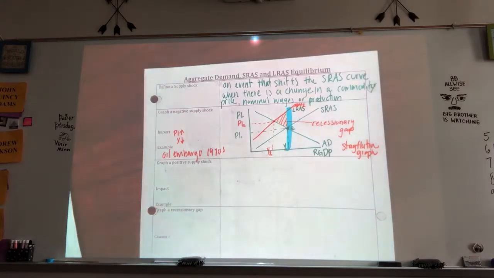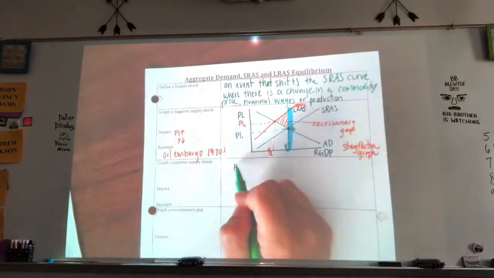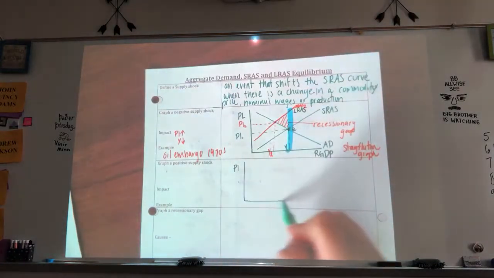Okay, positive supply shock. Okay, so I'm going to do the same thing, graph everything at equilibrium.